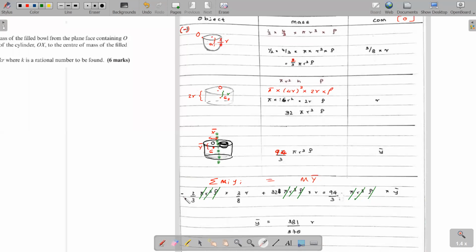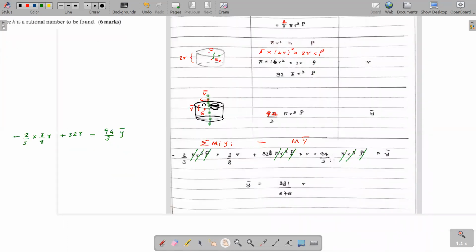So guys, we are remaining with minus 2 over 3 into 3 over 8r plus 32 into r equals 94 over 3. All right, guys. So you can type that in the calculator: minus 2 over 3 into 3 over 8r plus 32r equals 94 over 3 into y bar. All right, guys. So you can get these two terms together and then divide by the 94 over 3. Then you will immediately get the show-that answer, 381 over 376 r. Okay, guys. So that's your show that for part A.